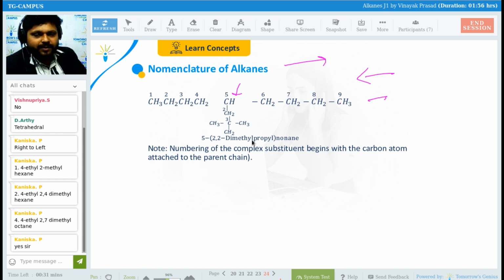2, 2 dimethyl. See here, at the 2 position, what are we having? 2, 2 dimethyl, and propane is there, right? So we have 3 carbons in a straight chain. So what can we call this? 5-(2,2-dimethylpropyl). This all will be in brackets: 2, 2 dimethyl propyl will be in brackets, and nonane. Is it okay? Fine, everyone? Any doubt? No? So 5-(2,2-dimethylpropyl)nonane is the right answer for this question.